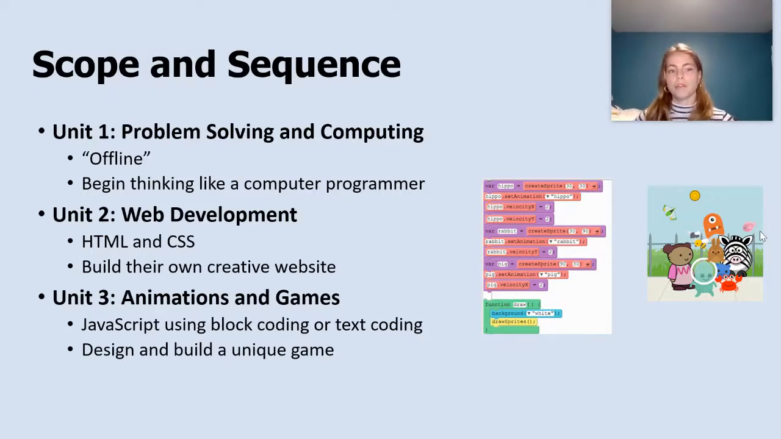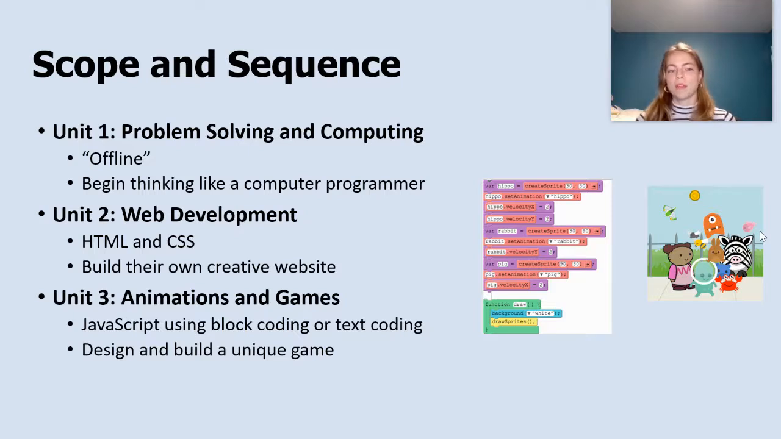We will be covering 3 units. We've actually already done the problem solving and computing unit. This is an offline introductory unit where we're really just beginning to think like a computer programmer and put our minds into the problem solving cycle. Then we have unit 2, which is web development. We are working on that one right now. This is where they learn HTML and CSS. They're going to be building their own creative website on whatever topic they would like to.